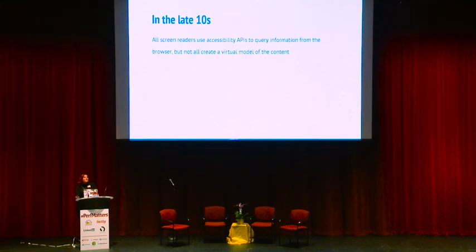Now here we are in the late 10s, and all screen readers use these accessibility APIs to query the browser. So the browser is now the one that really does the heavy lifting. It's the one that processes the documents, provides the DOM, provides the accessibility tree, leaving the screen reader to take its lead from the browser and simply query the accessibility information therein. So that relationship now has well and properly changed.